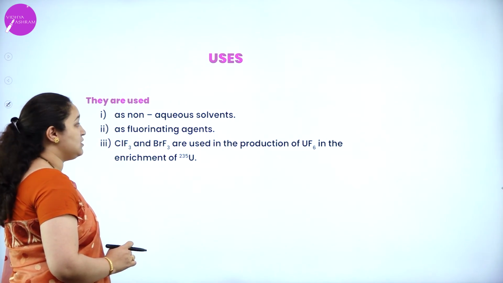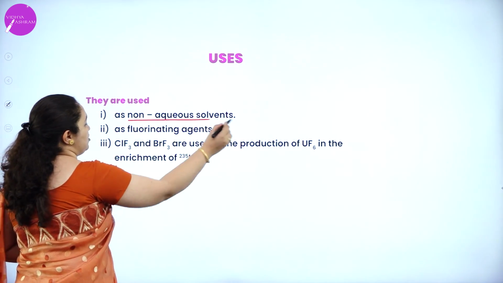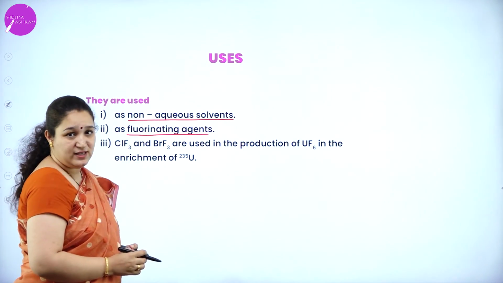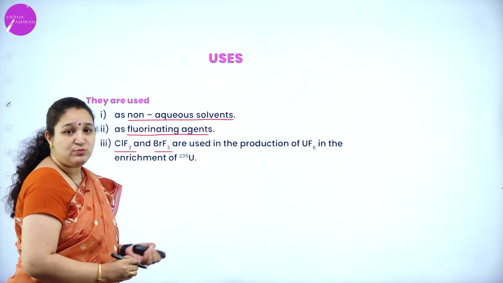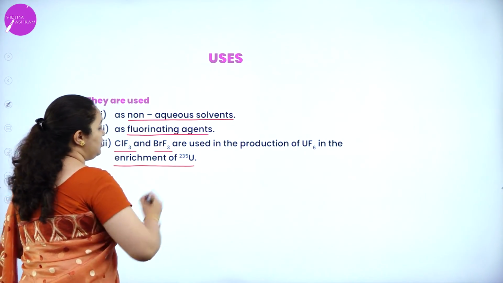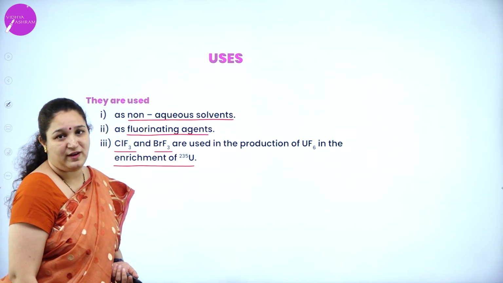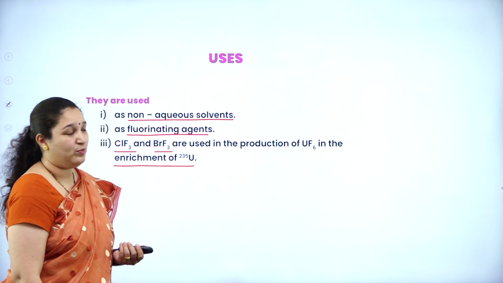Next is uses. If you look into the uses, they are used as non-aqueous solvents and also as fluorinating agents. Also, ClF3 and BrF3 are used in the production of UF6 to enrich uranium-235. So that's about the uses of interhalogen compounds.